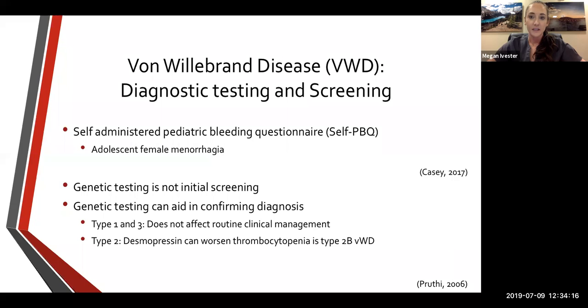The diagnostic testing and screening. There is a self-administered pediatric bleeding questionnaire, so the self-PBQ. With this screening, a lot of times they're screening kids aged 8 to 12. The sensitivity is 83 and specificity is 79. So it's actually a pretty good screening tool that they're beginning to use.